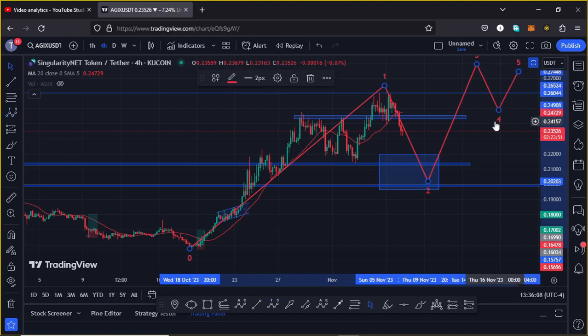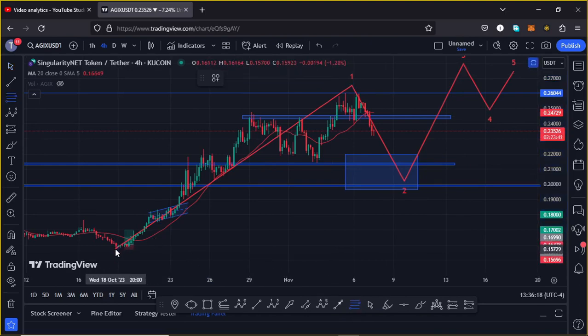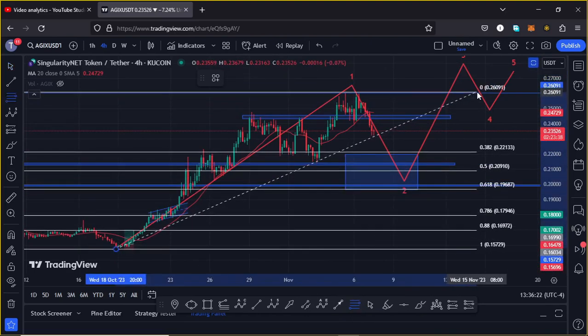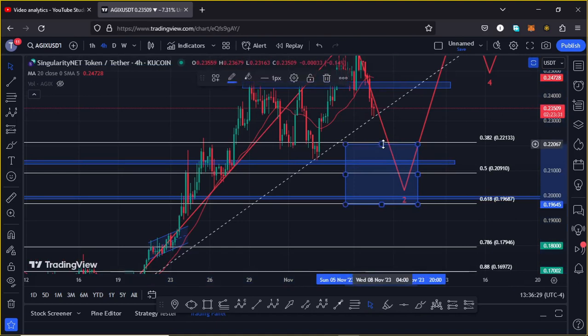And to give you the minimum pullback target areas for the second wave, using the Fibonacci's, connecting the fibs from the low of the first wave to the high of that wave 1, I get a minimum target area between the fib level 0.382 and the fib level 0.618, and that is between the $0.22133 mark and the $0.19687 mark, which is the area that I have highlighted here on the charts using this blue target area.